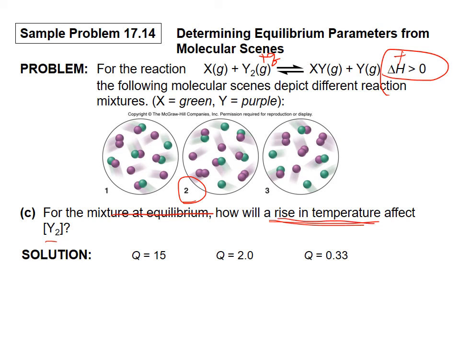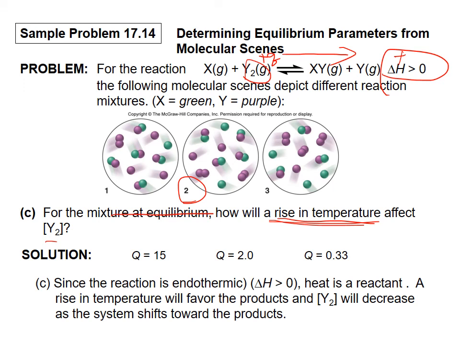According to Le Châtelier's principle, adding heat or increasing temperature favors the endothermic forward reaction, because this will absorb heat, reduce the rise in temperature, and so counteract the temperature increase. And therefore, we predict the reaction goes to the right side. Because Y2 is a reactant, when the reaction goes to the right, it will decrease the concentration of Y2.